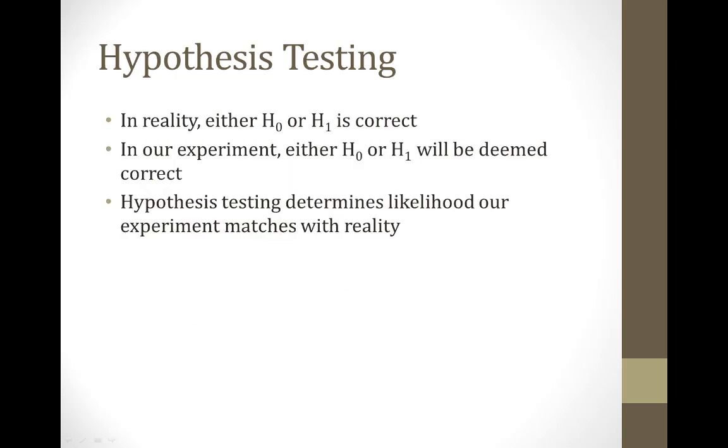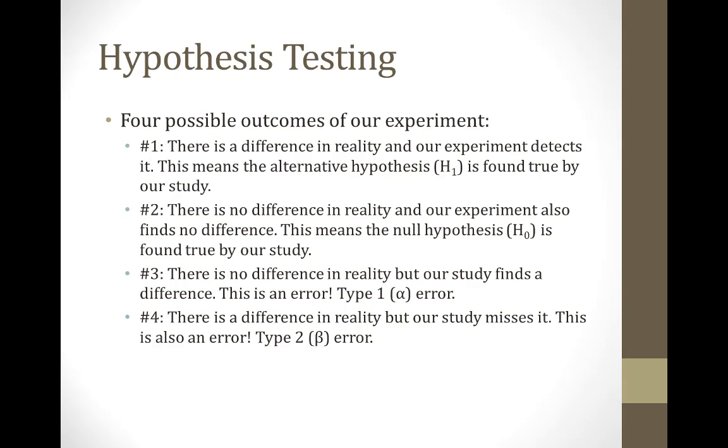So in reality, one of those two is correct. Either H0 or H1 is correct. In our experiment, we're going to decide that either H0 or H1 will be deemed correct. So hypothesis testing is going to determine the likelihood that our experiment matches with reality. So there are four possible outcomes of our experiment. Possibility number one is that there is a difference between the two means in reality, and our experiment detects this. This means the alternative hypothesis H1 is found to be true by our study. Possibility number two is that there's no difference in reality, and our experiment also finds no difference. This means the null hypothesis H0 is found true by our study.